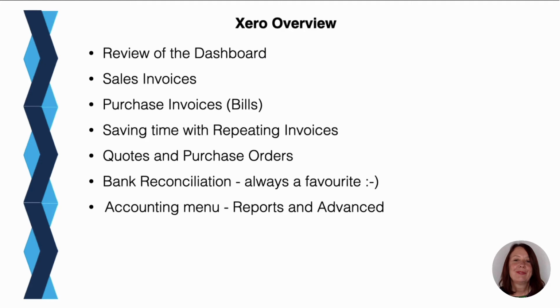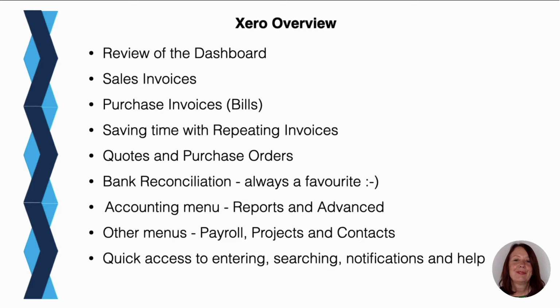We're going to look at reports, and we're going to look at advanced settings. We'll talk briefly about other menu options you might have. You might have Xero Payroll, you might have signed up to Xero Projects, and we're going to take a look at your contacts in Xero. Before we finish, we can look at a few other items where you can quickly add new items. You can do a global search, you can find any notifications from Xero, and you can find help for your Xero account. So that is going to be our quick overview, a quick look at what Xero can do for your business.